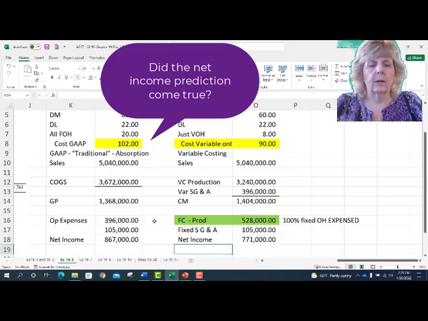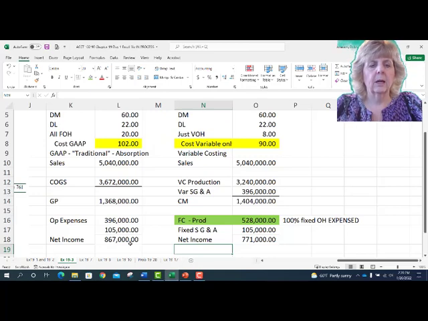Did our prediction come true? Were we off by the amount that we predicted we would be off by? Keep that in mind, and I would encourage you to have that mindset whenever you start out computing or preparing income statements. Let's try another one.